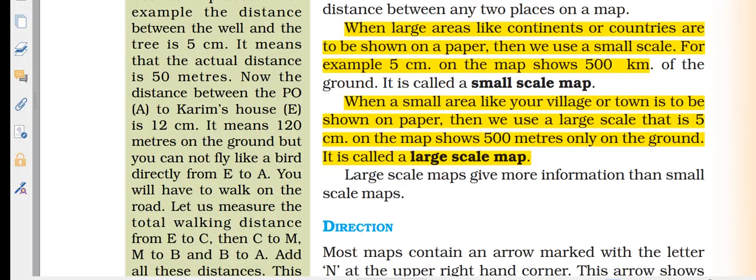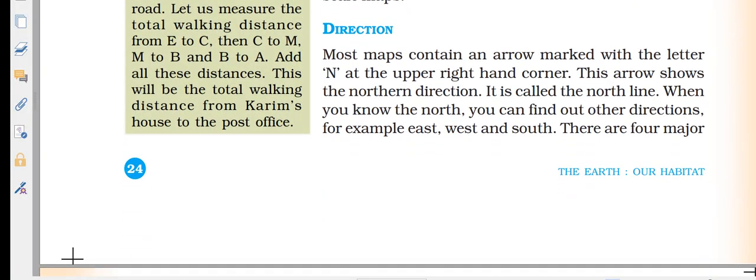Right. So direction. Most maps contain an arrow marked with the letter N at the upper right-hand corner. This arrow shows the northern direction. This is a very important point. It is called the north line.